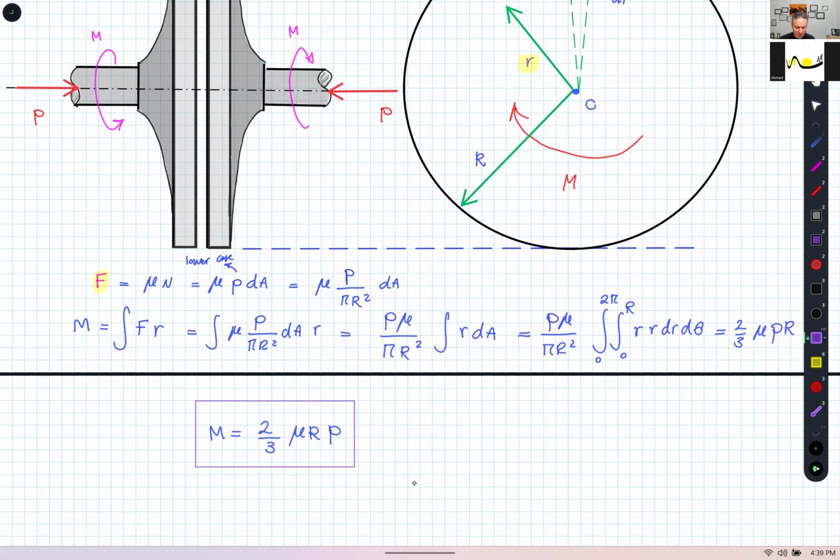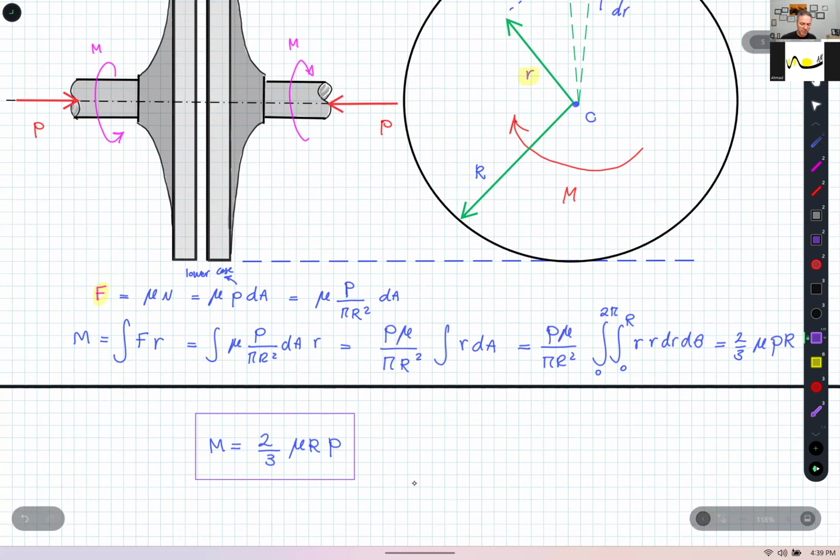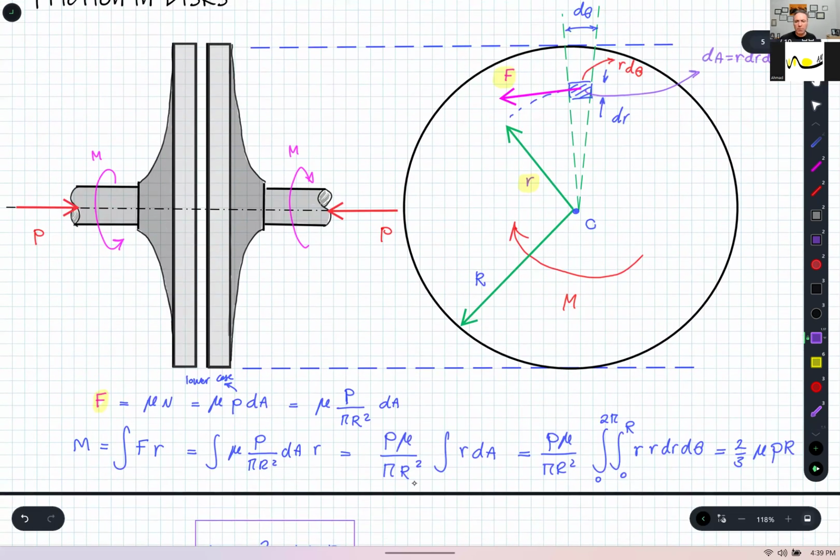And we can use the same principle for other applications like ropes, belts, and so on, which is a discussion for our future lectures. Thank you very much for listening.